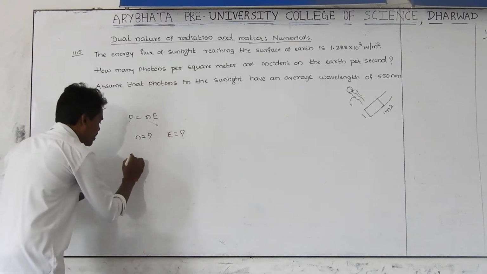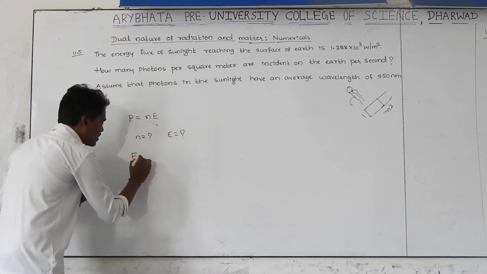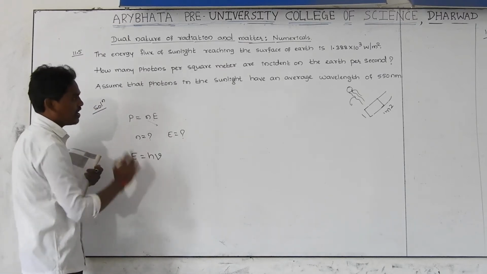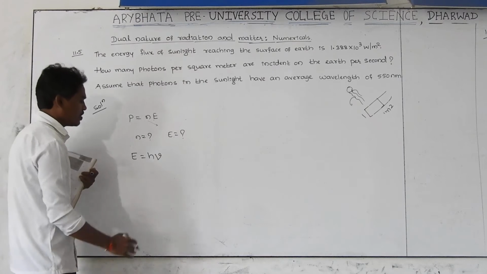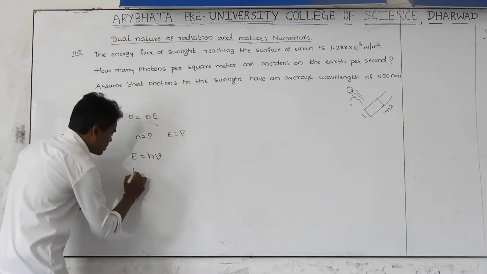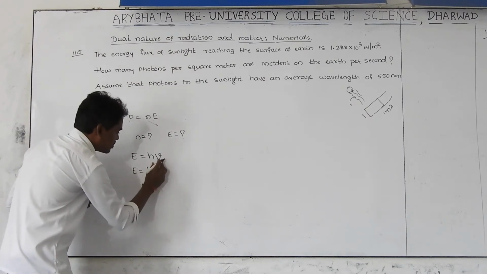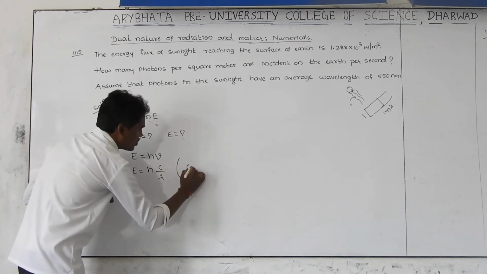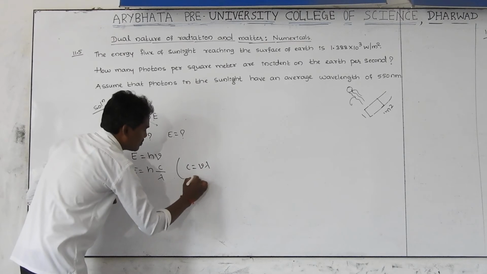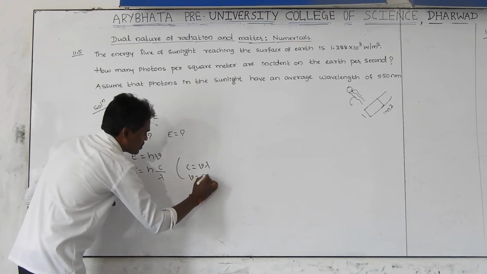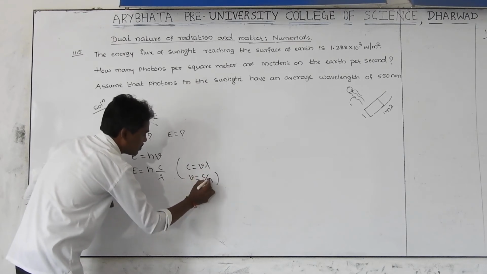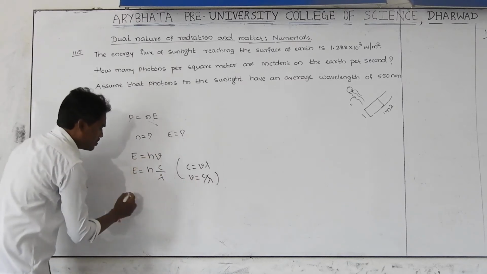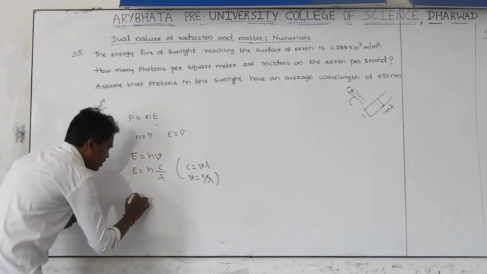You know very well that E is equal to h nu, where h is Planck's constant and the frequency is known. Frequency can be written as c by lambda, because c is equal to frequency into wavelength. So nu can be replaced by c by lambda. Substitute all the values.